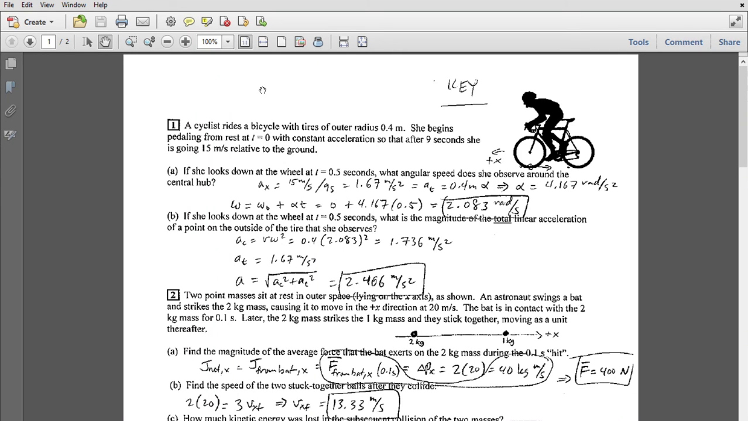This is a worksheet involving just a couple more practice problems relevant for exam 3. First one involves this bicycle rider here. This might have been an old exam problem, I can't remember.